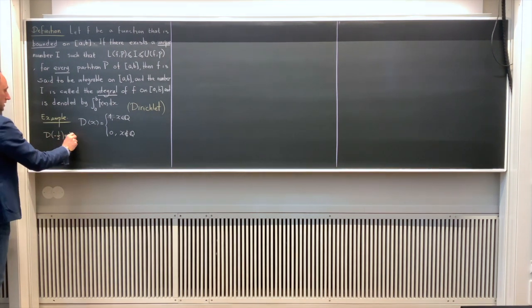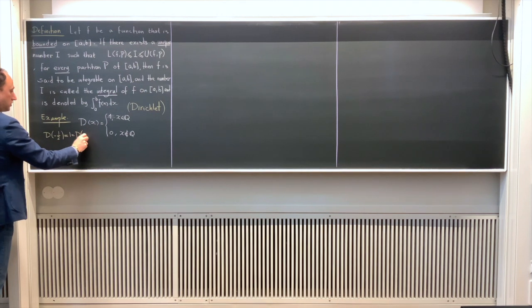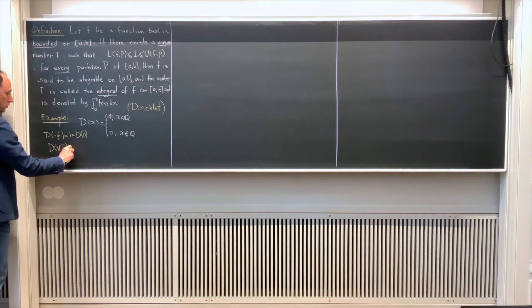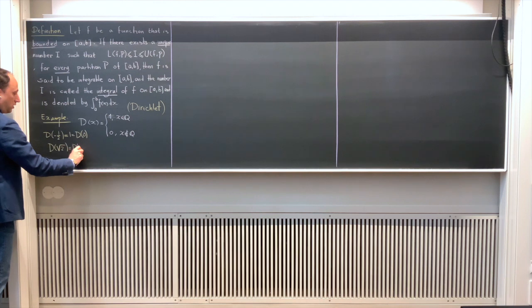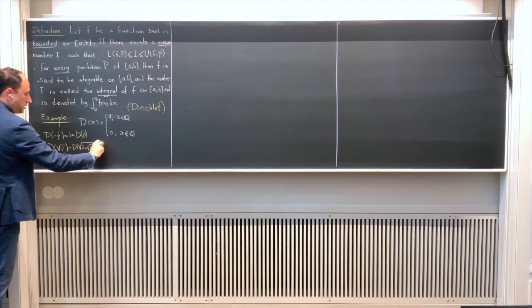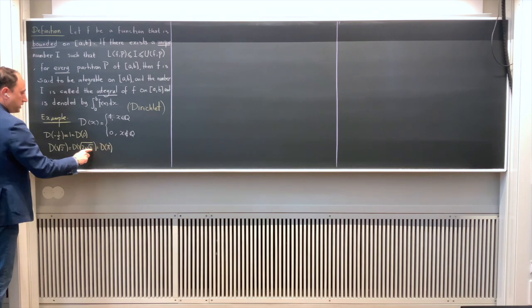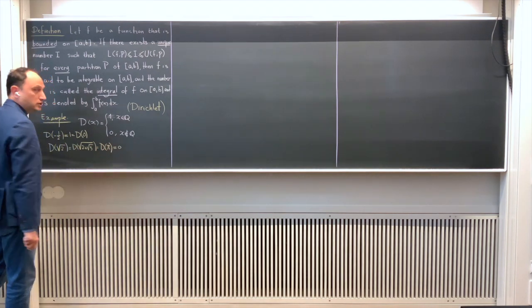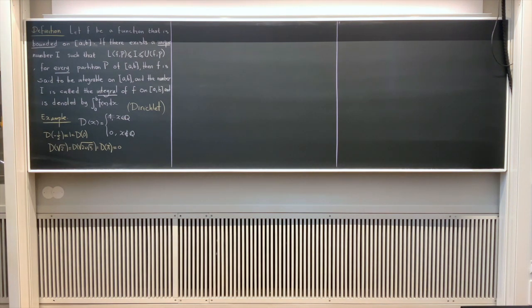If I ask you what is d at 0, you say that 0 is a rational number, so d of 0 is 1. But if I ask you what is d of the square root of 2, or for example, what is d of the square root of 2 plus the square root of 3, or what is d of pi, because all these numbers are irrational numbers, the value for this is just 0. So that's the way that we define the Dirichlet function, yes?